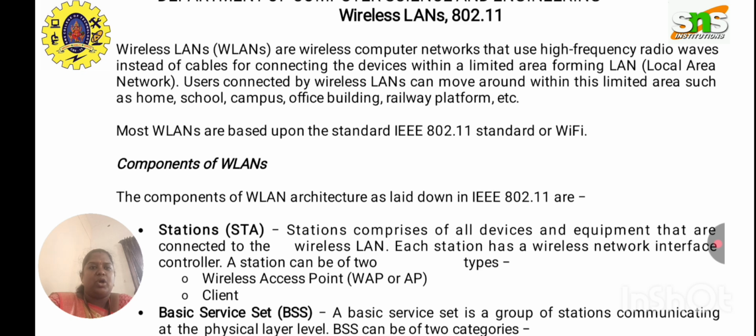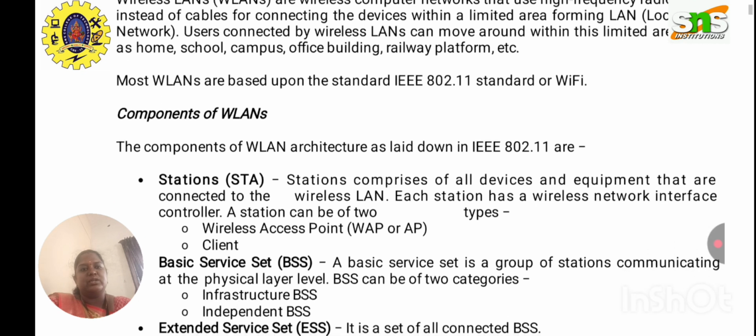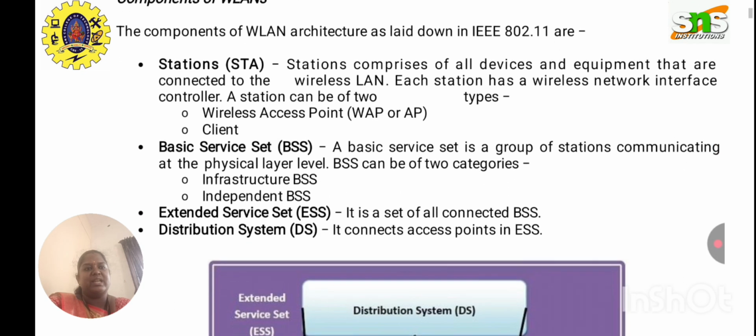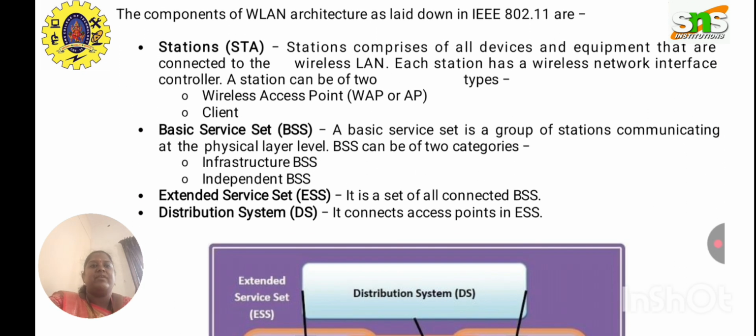And we are having components here. The station, STA: the station comprises all devices and equipment that are connected to the wireless LAN. Each station has a wireless network interface controller. We are having two types of stations: wireless access point and client. The wireless access point is within the limited area, and we are having a username and password. Out of the limited area, the connection will be disconnected.